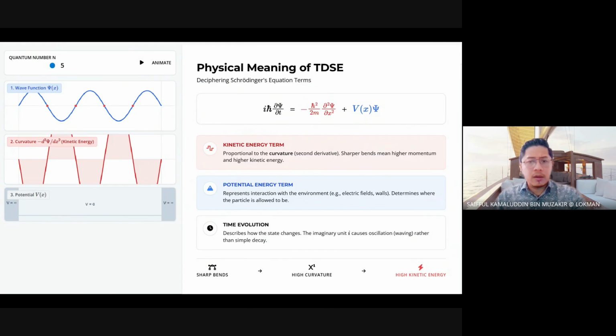So again, what does this mean? What does the curve mean? Find out. If we change the quantum number from n equals 1, 2, 3, 4, and 5, or even more, the curvature becomes larger and larger. The wave function becomes more and more curvy. And I need to ask you, what does this mean?